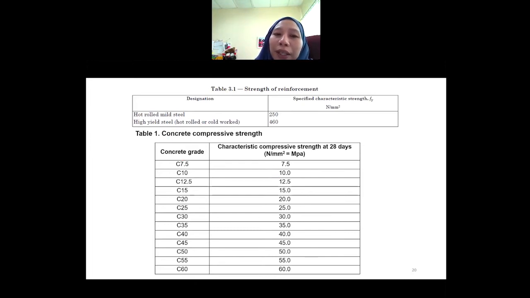Okay, we have like the lowest one is 7.5. So when people say what grade of concrete you use, C30. So people will know that FCU is actually equal to 30 newton over mm square. Okay, 30 newton over mm square. So this is the strength that is actually nama dia sama je dengan dia punya grade. C30 means FCU 30 Newton of mm square, the strength eh. Tu maksud dia. So we have like C7.5 up to C60.